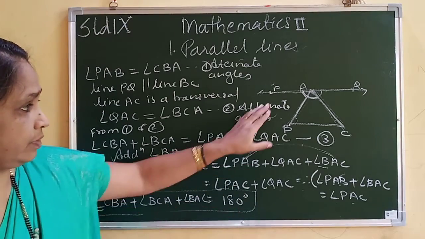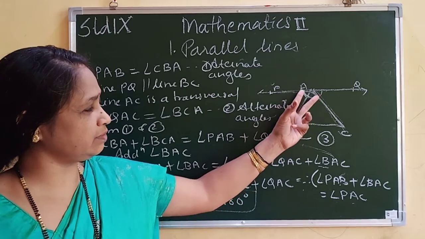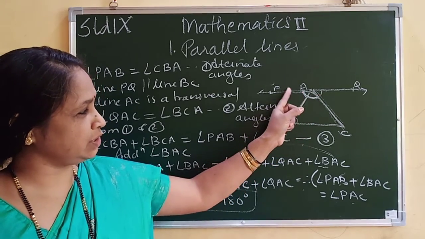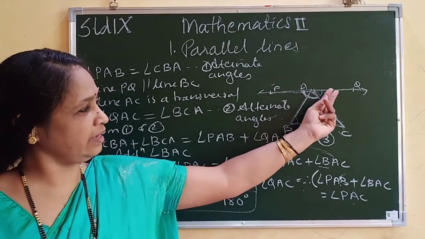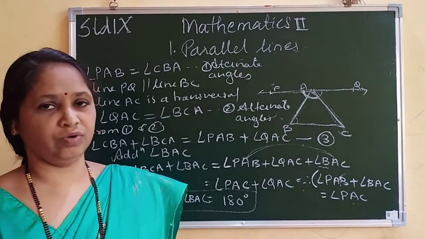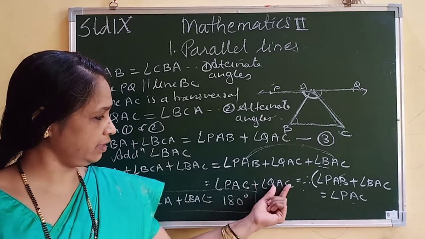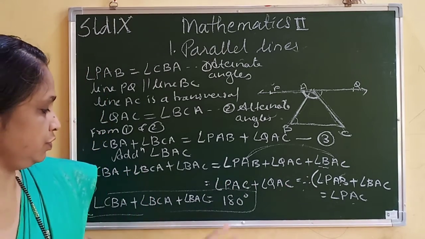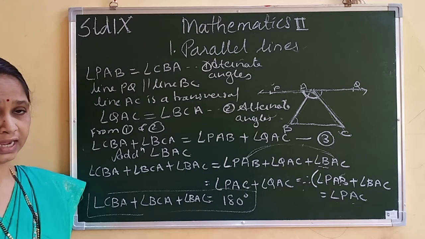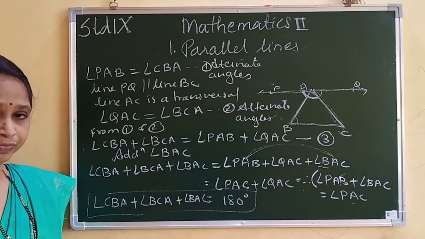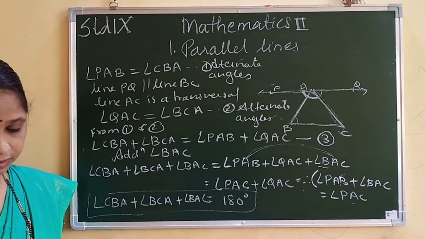Now here see, PAB and BAC. This both angle sum is equal to what? PAC, and this is equal to 180 degrees. So like this we have derived here: angle PAC plus QAC is equal to 180 degrees. So we have got the sum of measure of all angles of a triangle is equal to 180 degrees. Hence it is proved.